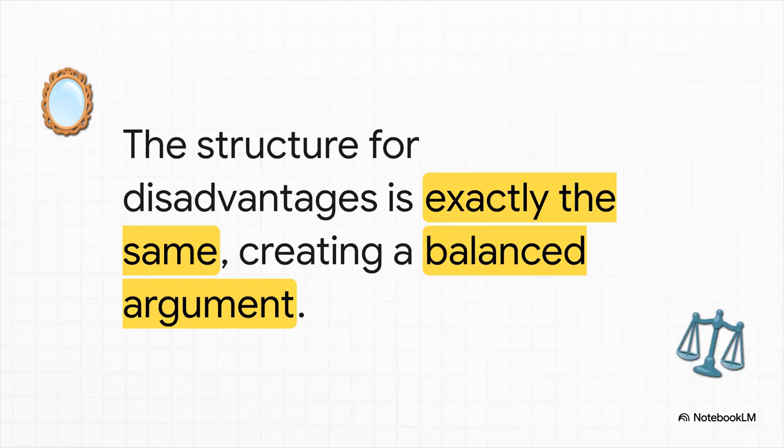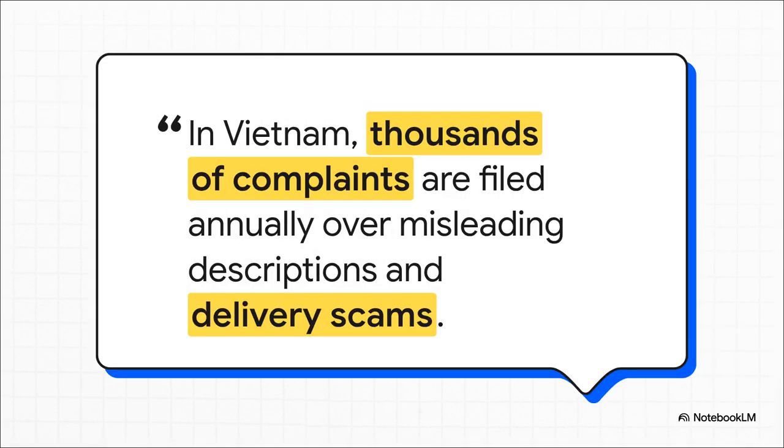All right, so that's the advantage. Now, using that exact same mirrored structure, we tackle the drawbacks. We're going to start with a clear topic sentence about the risks, things like fraud or getting a product that's not what you expected. And just like we did before, we back it up with a specific real-world example. Citing that thousands of complaints are filed every year in Vietnam over scams, that makes the disadvantage feel real and serious, not just some vague thing that might happen.